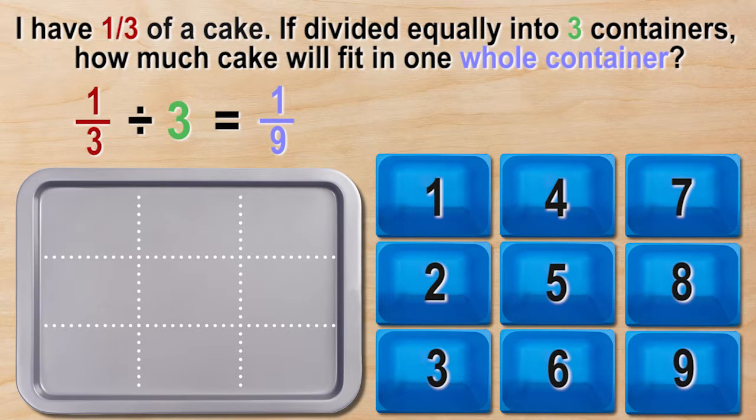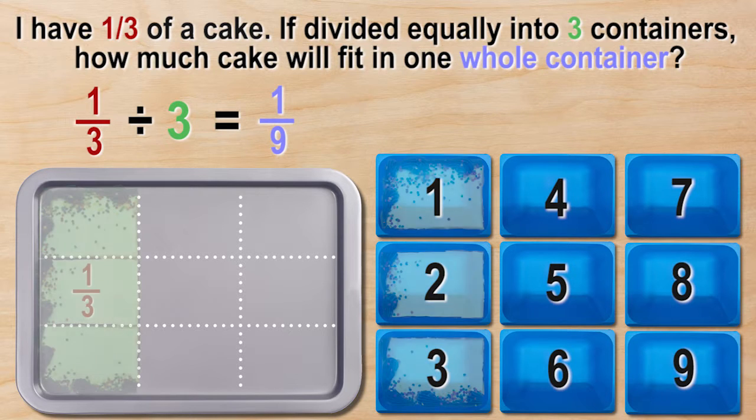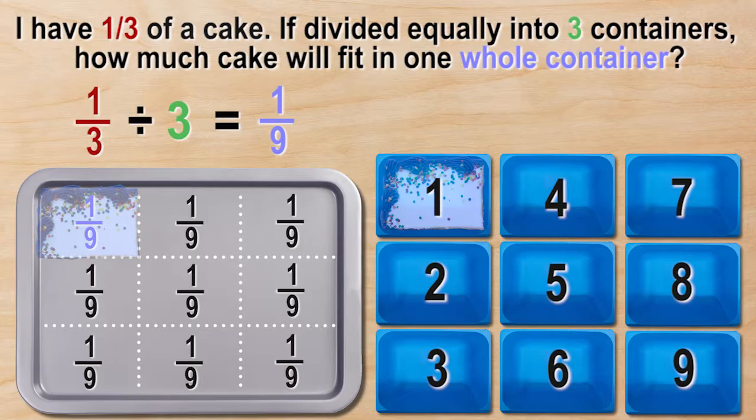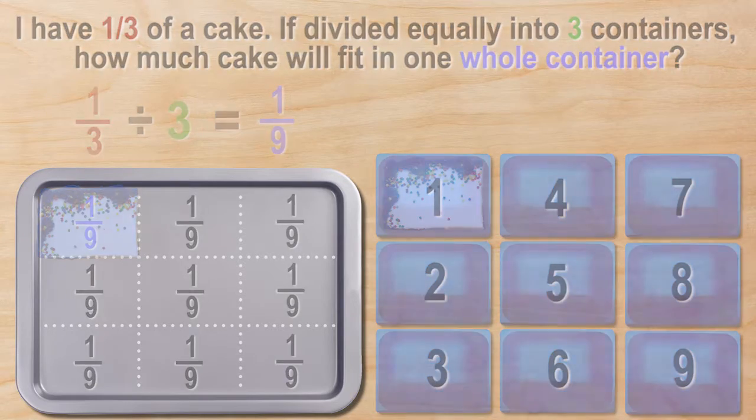1/3 divided by 3 equals 1/9. 1/3 is enough for 3. How much is enough for 1? 1/9. Let's solve another problem.